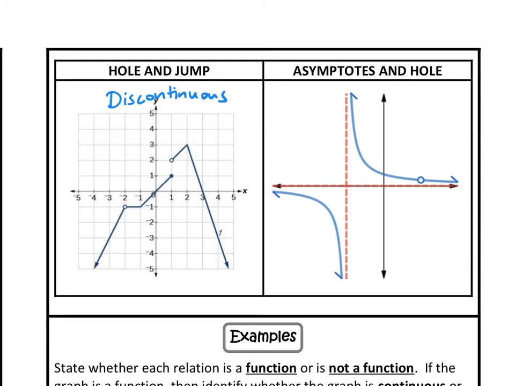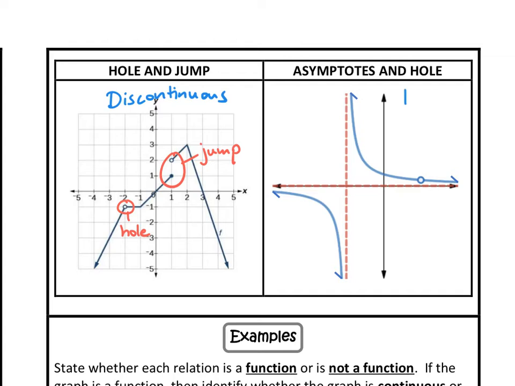for two reasons, right? There's, let me write it in red, there's a hole right here, and there's a jump right here. So for these two reasons, this graph is discontinuous.